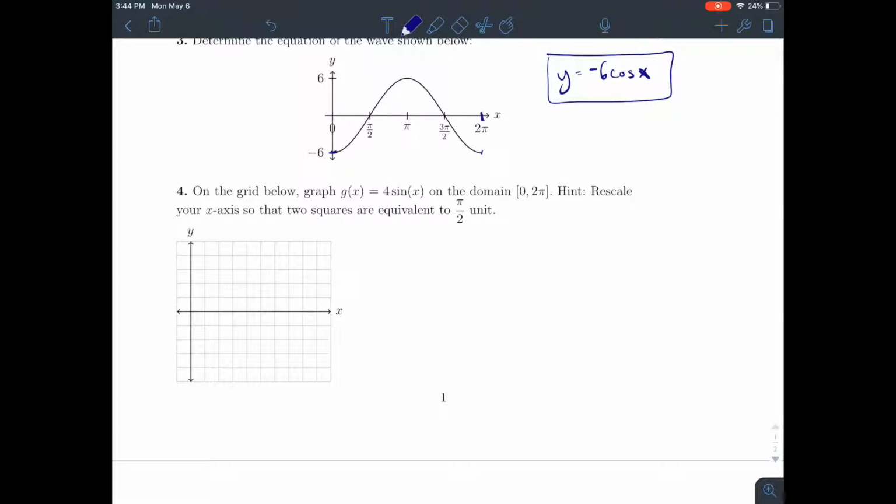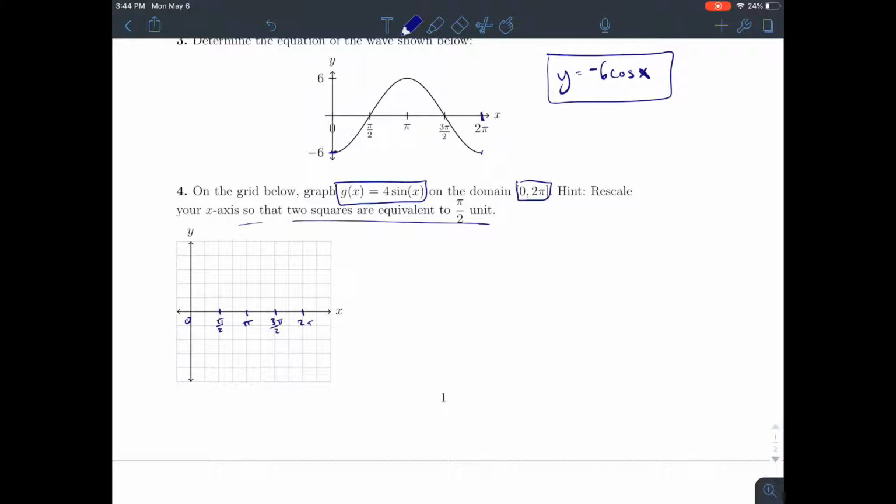On the grid below, graph g of x equals sine 4x on the domain 0 to 2 pi. So I'm going to be rescaling as we have been doing. So this will be pi over 2. This will be another 90 degrees, 3 pi over 2. And this will be the final 90 degrees, 2 pi.